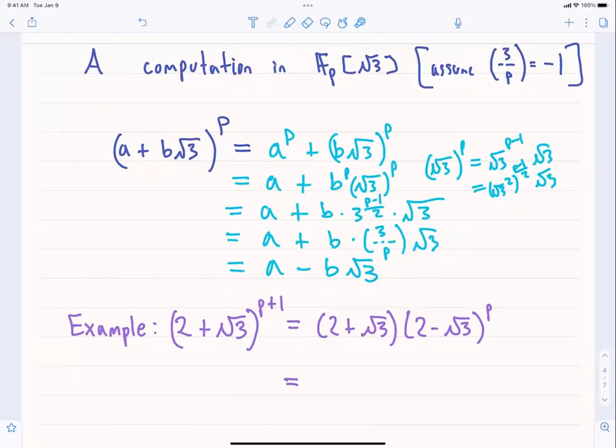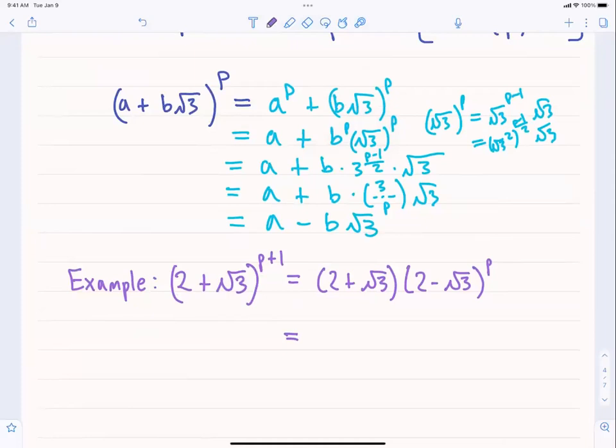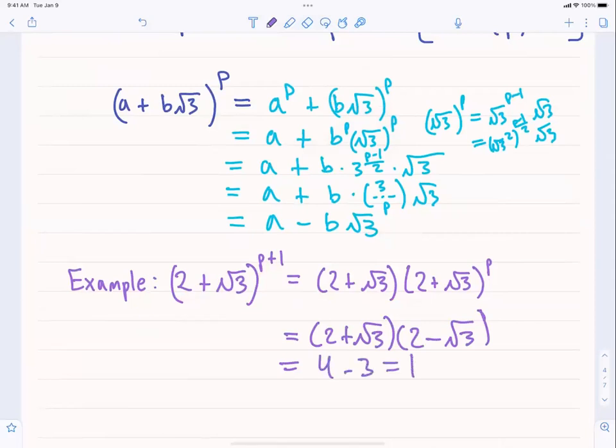This is quite useful. In particular, if we apply it to the specific element 2 plus square root of 3, we get this fun computation. So if I look at 2 plus square root of 3 to the p plus 1, I can separate that out as 2 plus square root of 3 times 2 plus square root of 3 to the p. I'm just factoring out one copy of 2 plus square root of 3. But then using the above, this is 2 plus square root of 3 times 2 minus square root of 3. And now I just expand this out and I get 4 minus 3, which is 1.